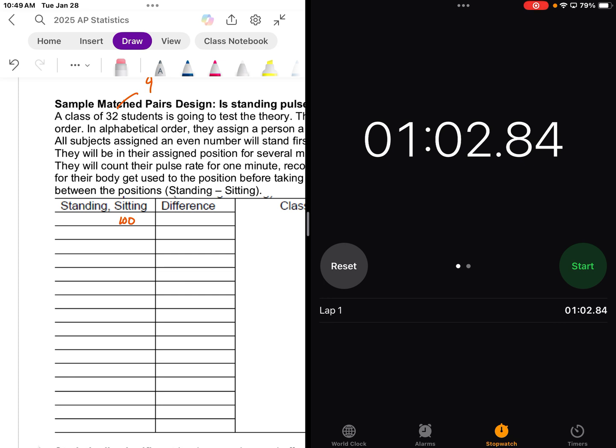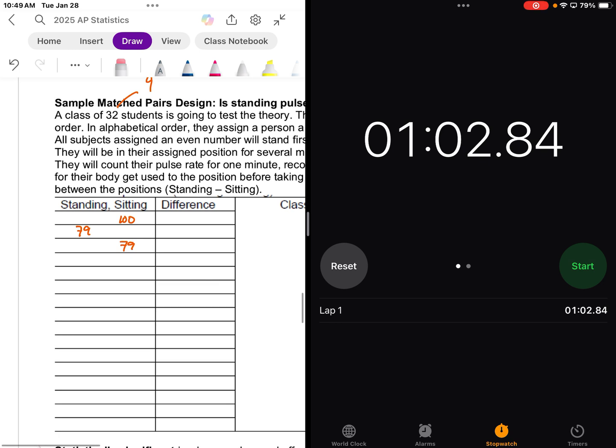So we'll go 100. All right, Paula, 79. All right, Andre, 79, and you were sitting. Okay, and Emma Sinclair, 74. All right, and Kaida, 100, and you were standing, right? Okay, and Alex, 90. Okay, and then Jean, 82. Okay, and then Mackenzie, 82. Okay, all right.